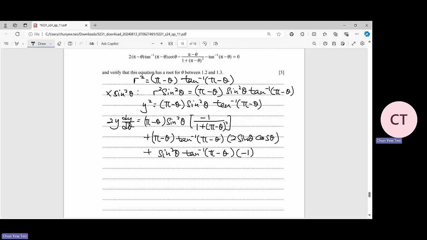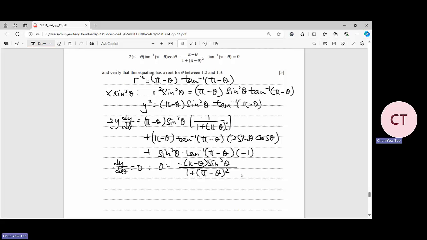So this is what we have. In order to get the maximum value of y, your dy/d theta needs to be 0. So what you need to do is let everything equal to 0. So it will be 0 equals the negative (pi minus theta) sine squared over 1 plus this.